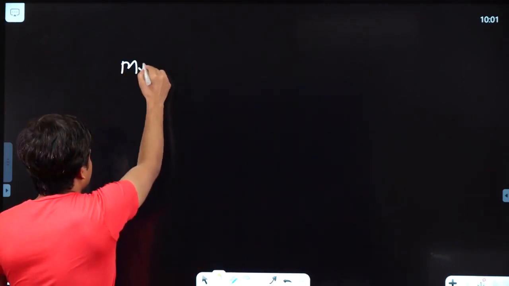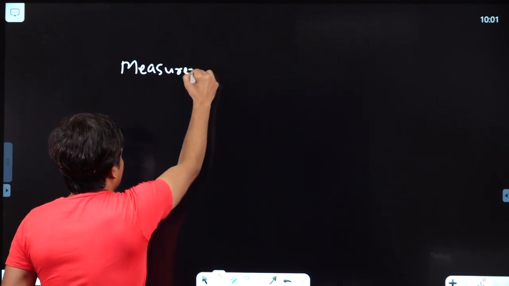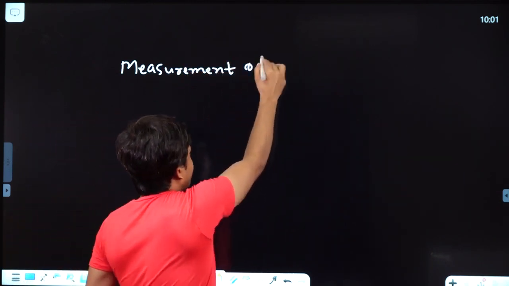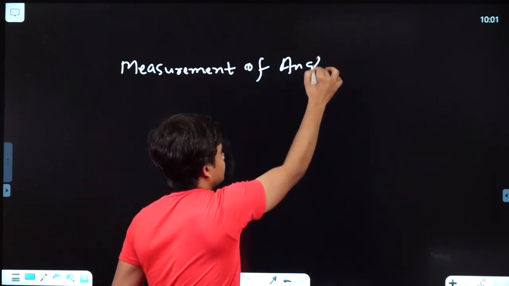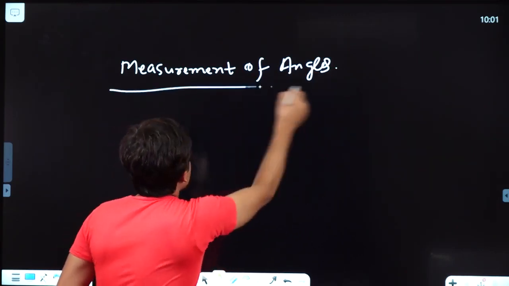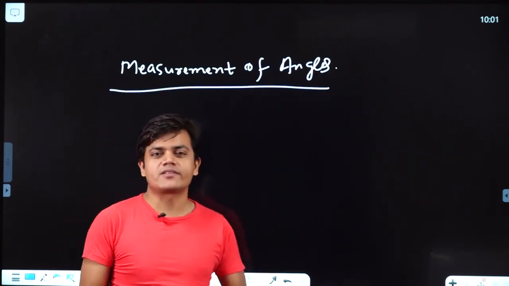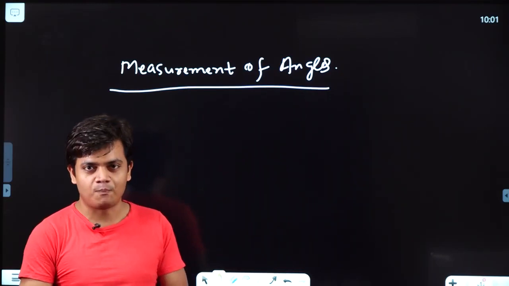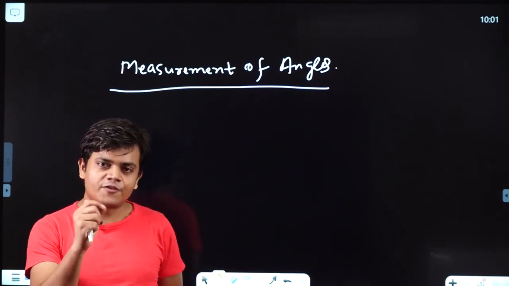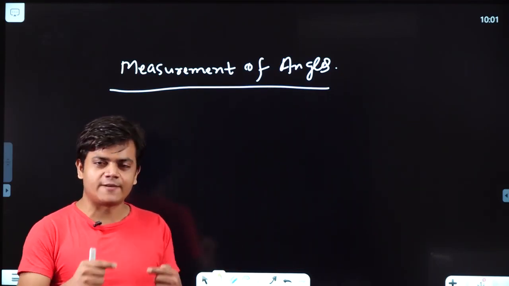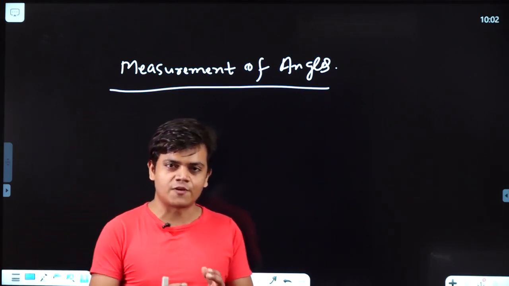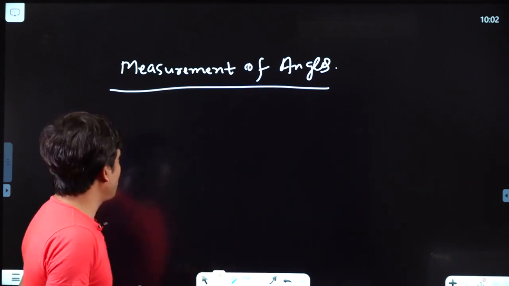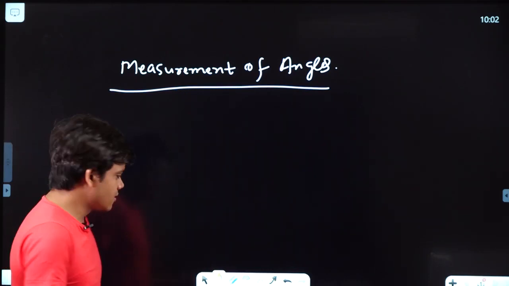So the chapter is what? Measurement of angles. First of all, how do we measure the angles, how do the angles form? First few minutes will be dedicated to very basic things, and thereafter we will accelerate. So first of all, measure of angles means what?